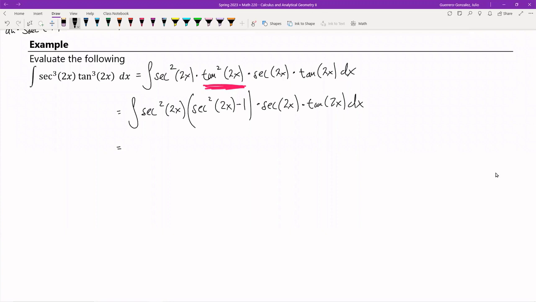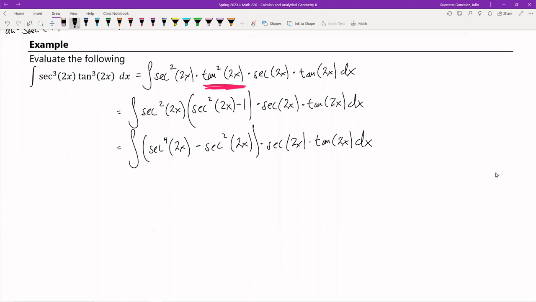So then here, I'm going to have this now, right? Secant to the fourth of 2x minus secant squared of 2x, times secant of 2x times tangent of 2x dx.